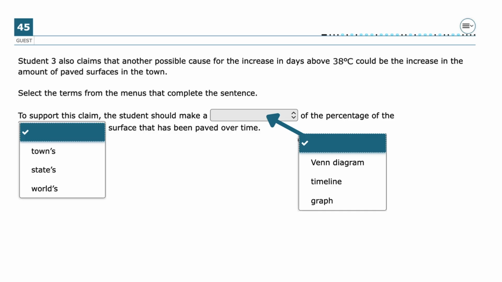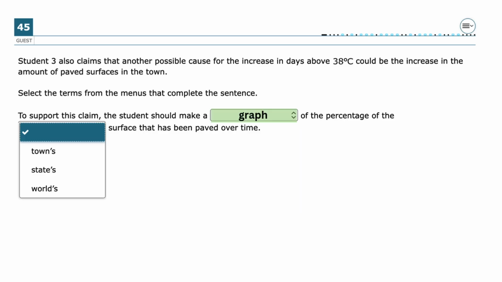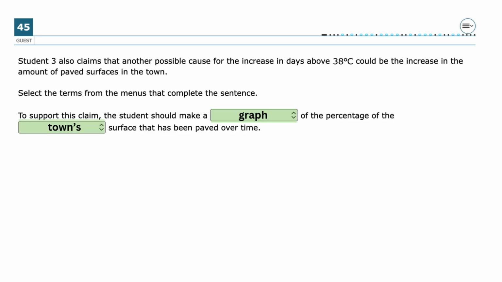Correct answers. First drop-down, graph. The student is talking about changes in their own town, not the whole state or world. Second drop-down, towns. A graph is the best way to show changes over time, like how the percentage of paved land increased year by year. Final sentence with correct answers. To support this claim, the student should make a graph of the percentage of the town's surface that has been paved over time.